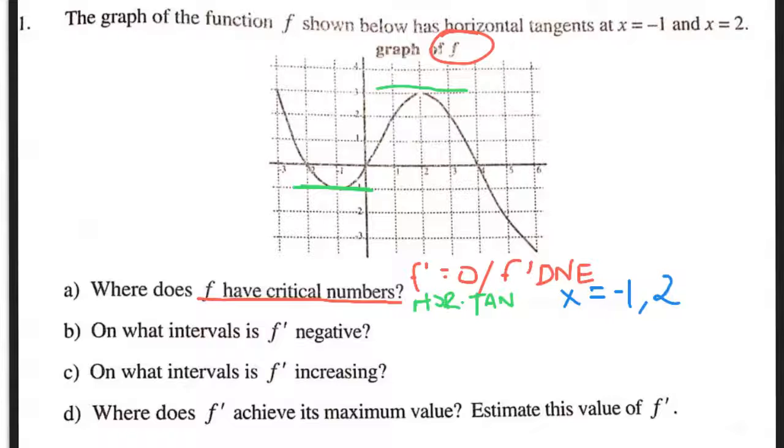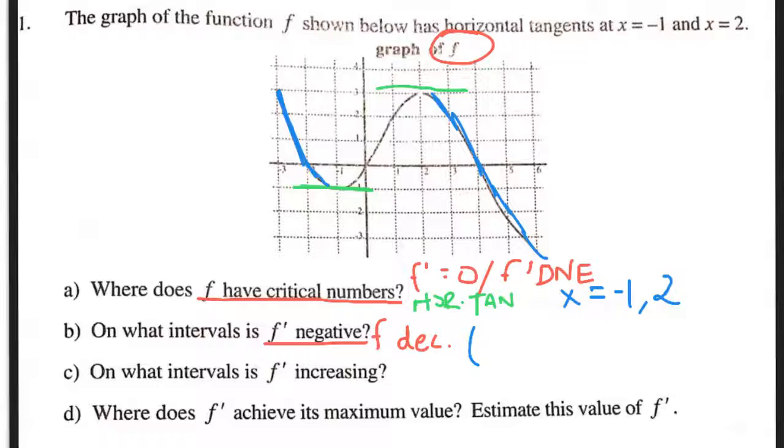Alright, part B says, on what intervals is f prime negative? So let's relate that back to the graph. When f prime is negative, what is f doing? F is decreasing. So where's f decreasing on our graph? It looks like it's decreasing on that interval and this interval.